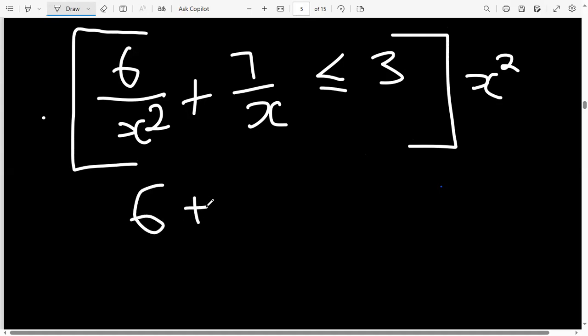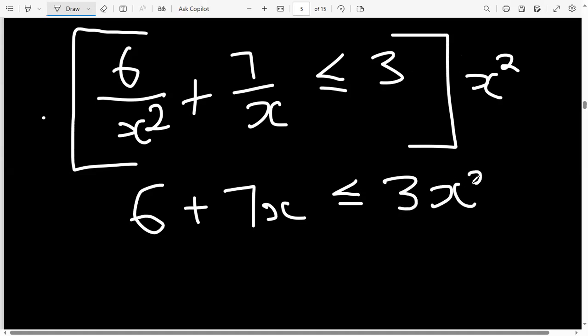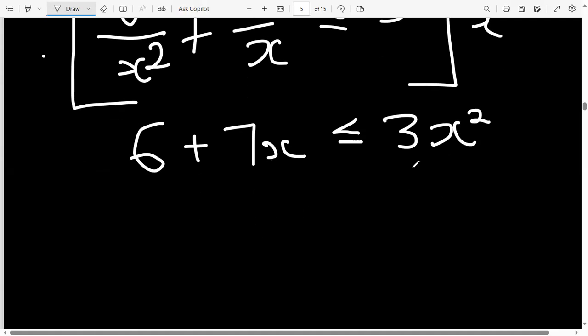And then plus, if I multiply 7 over x by x squared, one of these x's will cancel with this x, so that we remain with 7x. Then less than or equal to, and 3 multiplied by x squared gives 3x squared. Then from here, let's take all these terms to the other side where the 3x squared is.